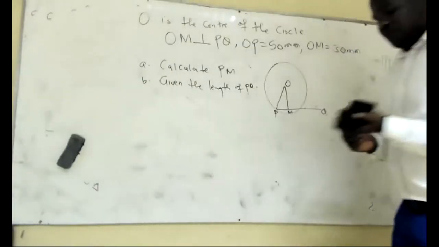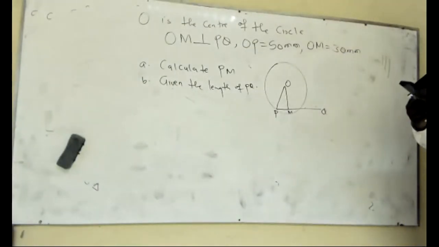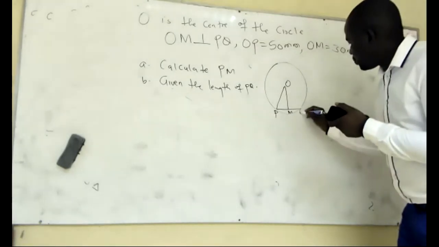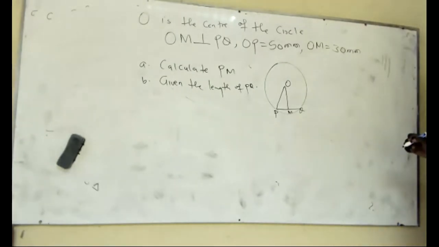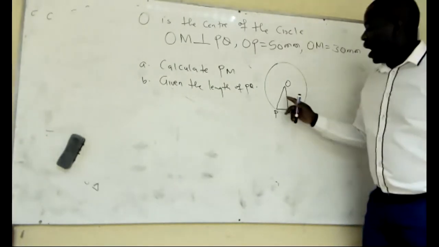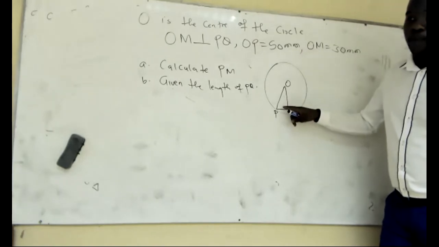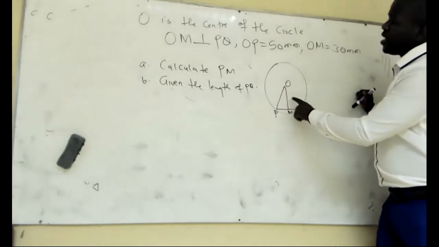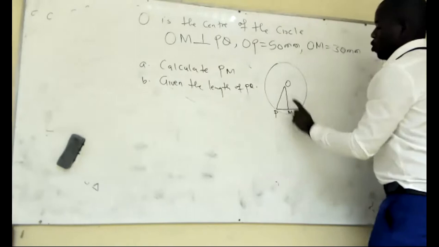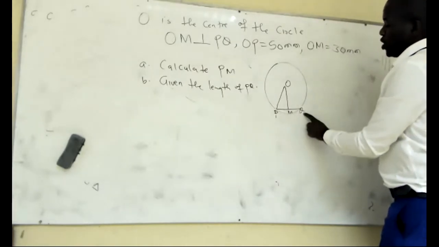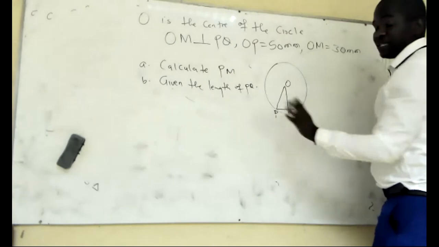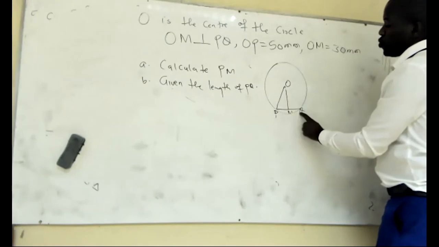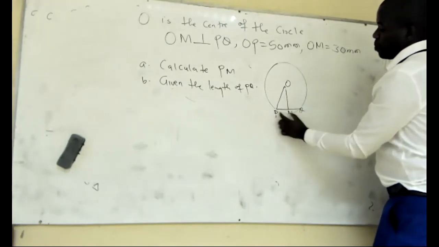Let me take you back to the information that we have here. I believe you are aware of this diagram we have on the board, wherein we are given the information that OM is perpendicular to PQ. I'm just interpreting the information on the diagram. If OM is perpendicular to PQ, what can you say about the distance PM and MQ?